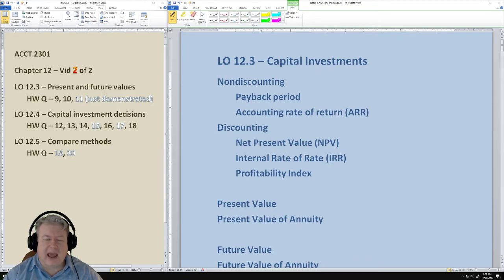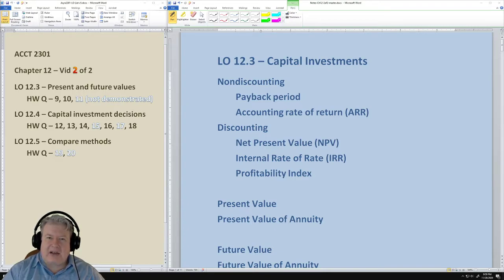So to bring us back to the first video, we said that this chapter was going to be over two broad categories of ways of looking at capital expenditures, capital investments. One was non-discounting ways, where we did not take into account interest rates or the impact of interest. And those were payback period and the accounting rate of return. And we covered those previously.